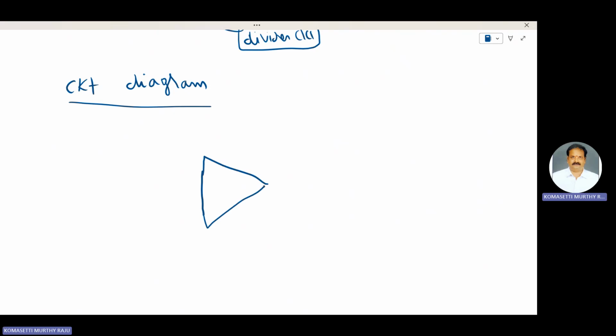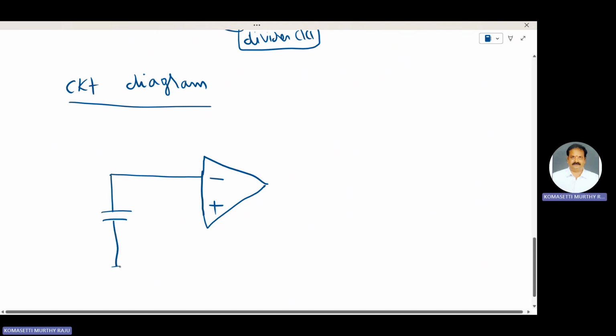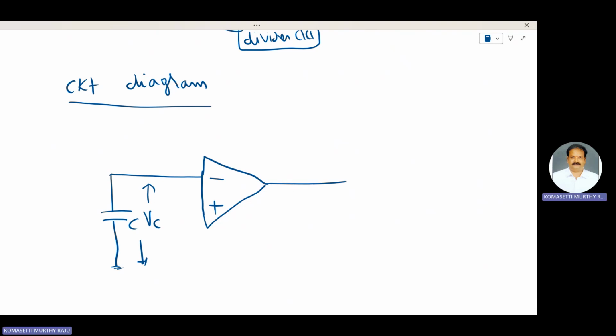This one is the op-amp, with an inverting terminal and a non-inverting terminal. The timing circuit is connected to the inverting terminal of the op-amp. That means here the capacitor is connected. The voltage across this capacitor is VC. And there is some feedback resistance, R, connected here.